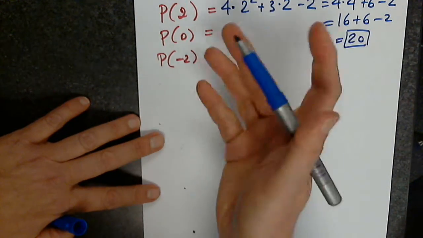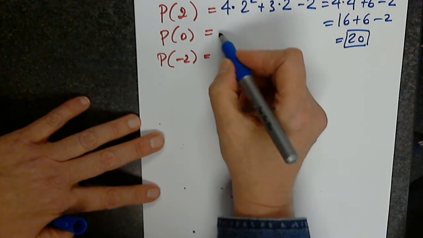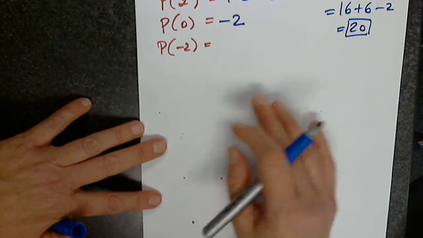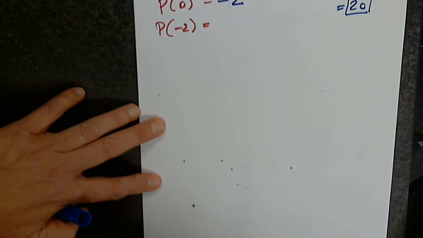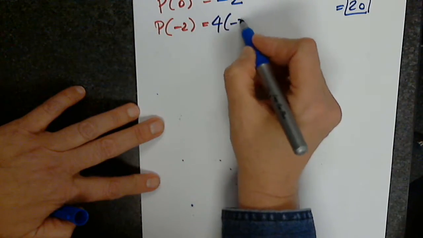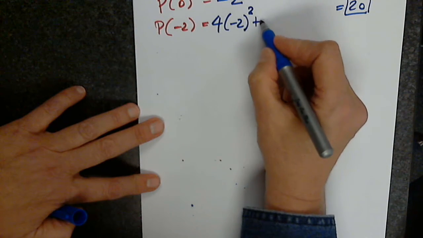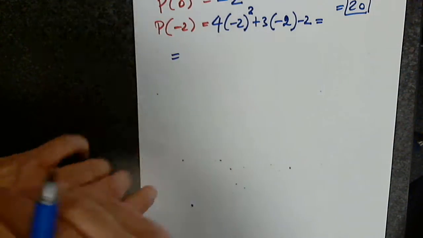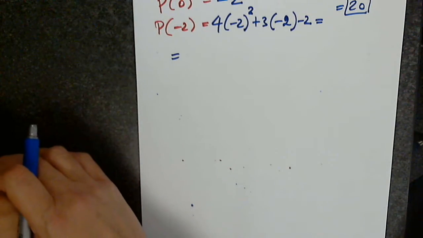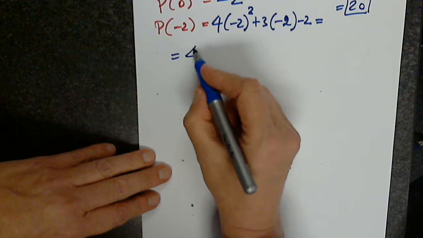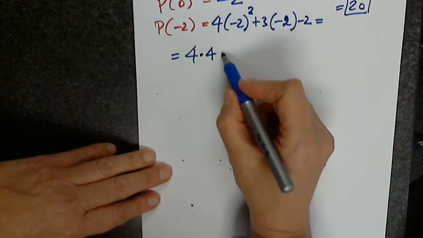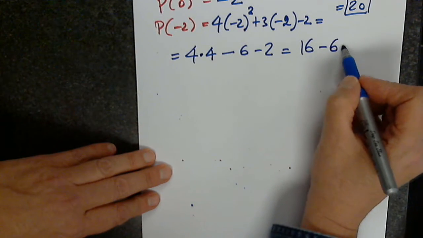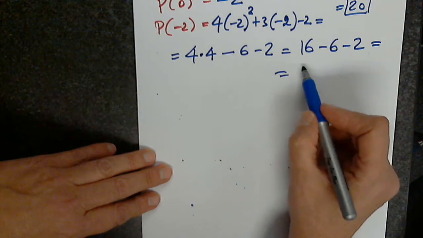P of 0, very clear. Now I don't have to write anything. The answer is negative 2. Now for P of negative 2, that requires a little bit of care. So 4, negative 2 in parentheses, squared plus 3 times negative 2 and minus 2. But negative 2 squared is 4. So I have 4 times 4 minus 6 minus 2. 16 minus 6 minus 2 is 8.